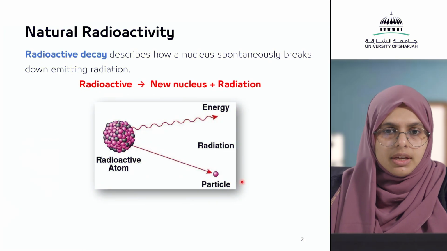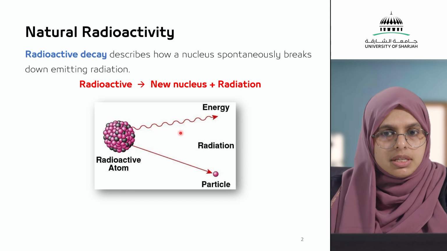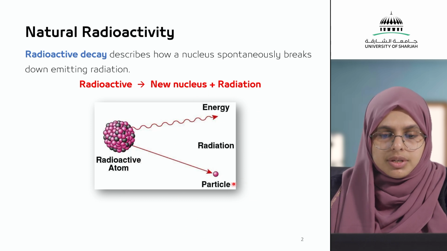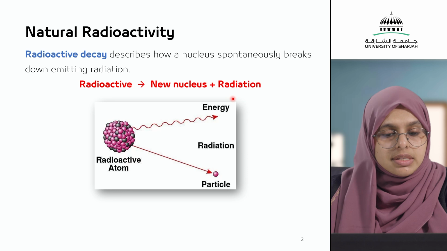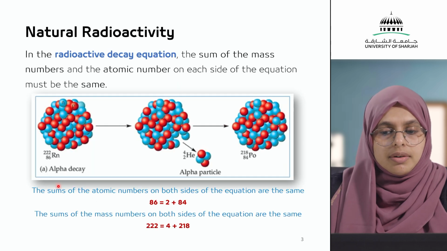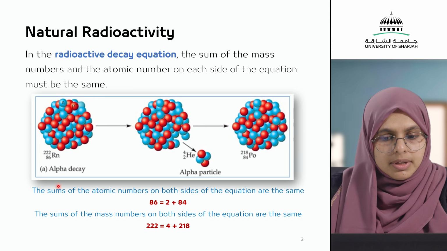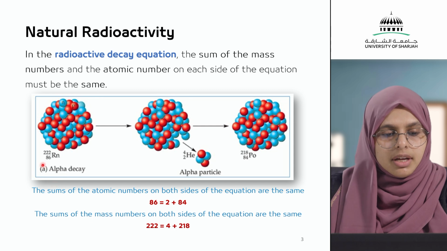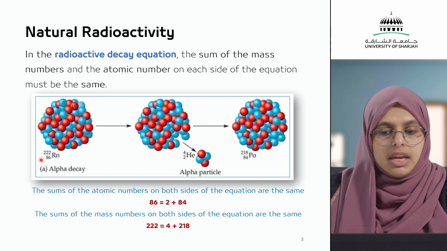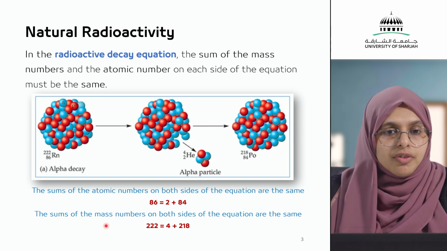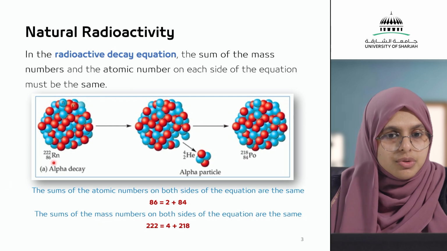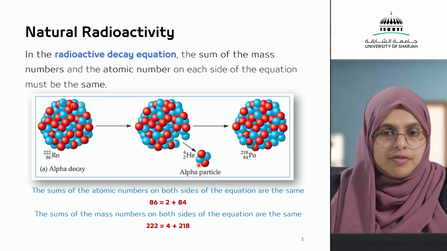What is radioactive decay? It describes how a nucleus spontaneously breaks down emitting radiation. The rays emitted by the radioactive element are called radioactive rays. In balancing a nuclear equation, it is important to remember that the sum of all the mass numbers and atomic numbers, given on the upper left and lower left side of the element symbol, respectively, must be equal for both sides of the equation.